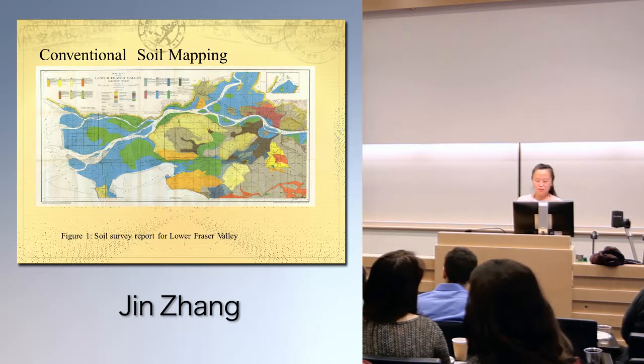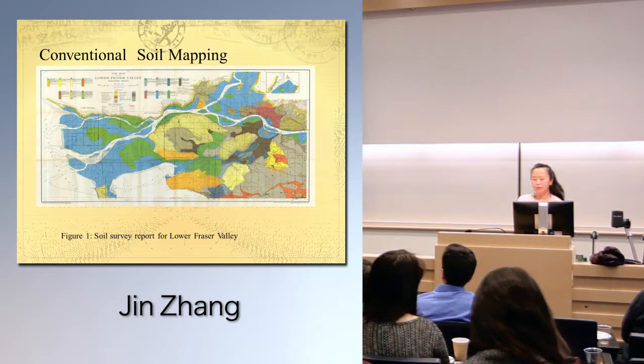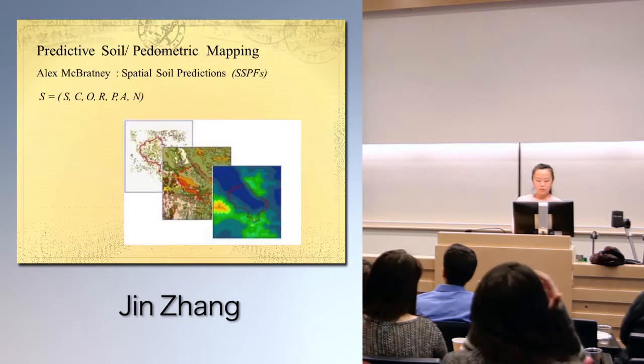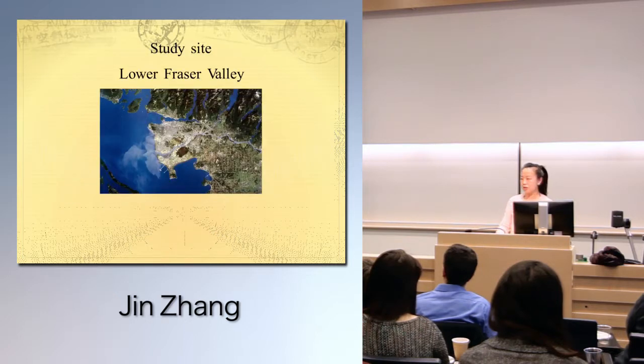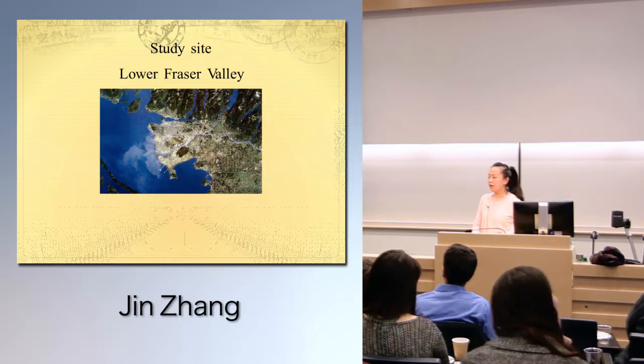Okay, this is what a traditional soil map looks like. It's paper made, and it has colorful features indicating the polygons for each soil classification. For our predictive soil mapping, we're using many digital terrain models, and one thing embedded in digital terrain models is noise and uncertainties. Our study site is the Lower Fraser Valley, another name for the Greater Vancouver area.